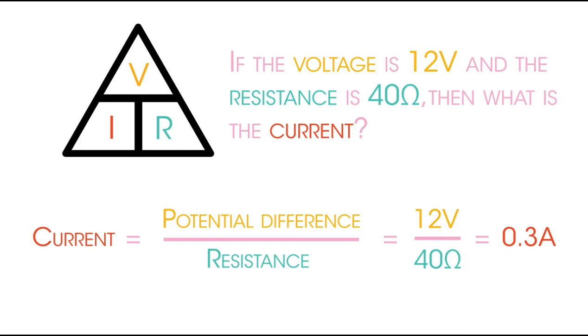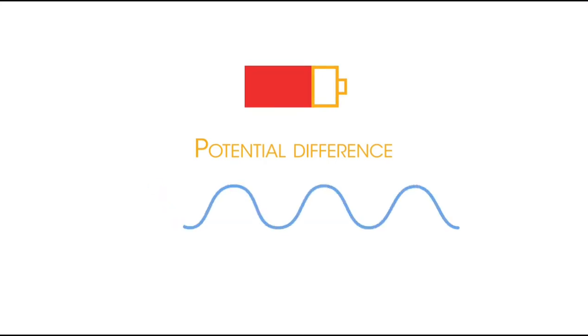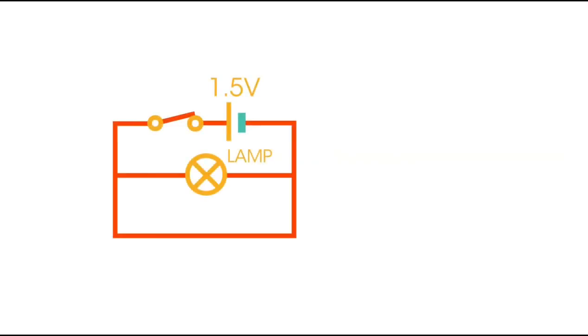So now, let's have a look at how to measure the potential difference across different components. Earlier, we said that a potential difference is needed to make a current flow, and that batteries or cells often provide this potential difference. Let's have a look at how we can measure the potential difference across the lamp in this circuit. We measure potential differences using a voltmeter.